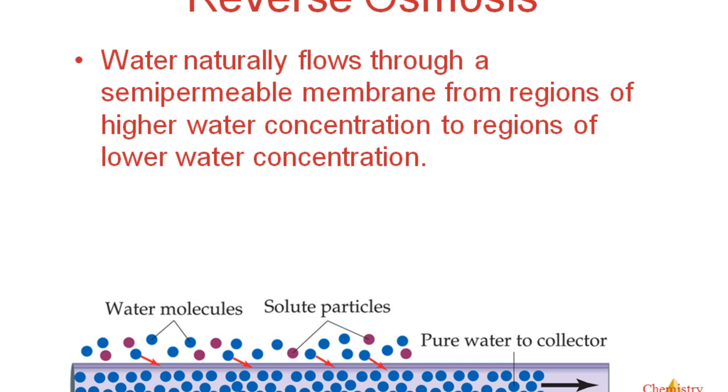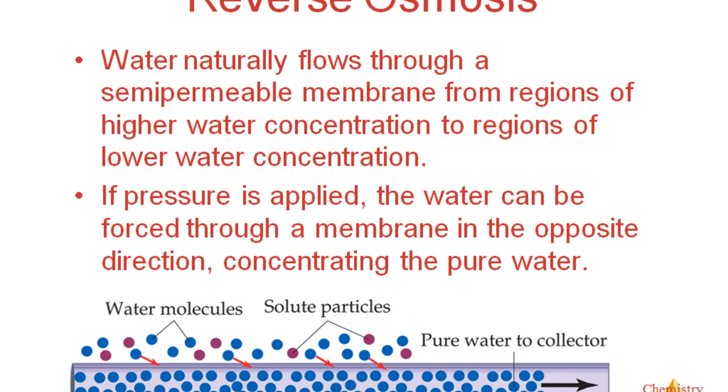So as I said, water naturally will flow through the semi-permeable membrane from regions of high concentration to low concentration. But if you apply enough pressure, then it can be forced the other way. So it will be going in the opposite direction, where the pure water from this area will be coming inside, and you can collect that.